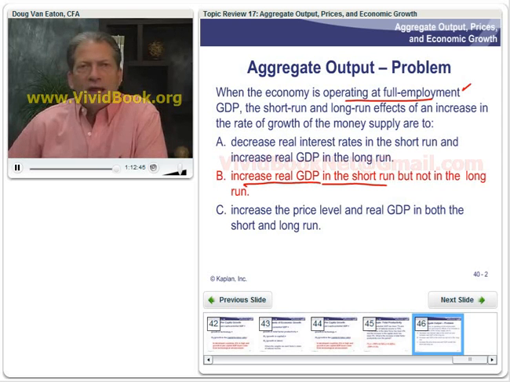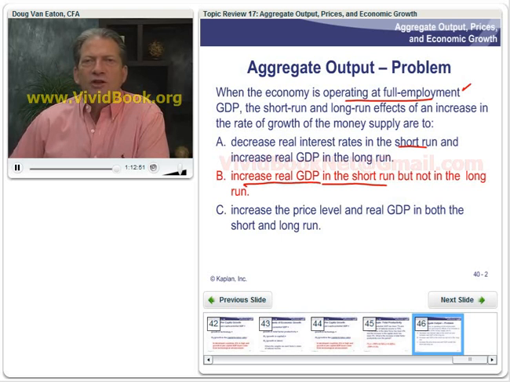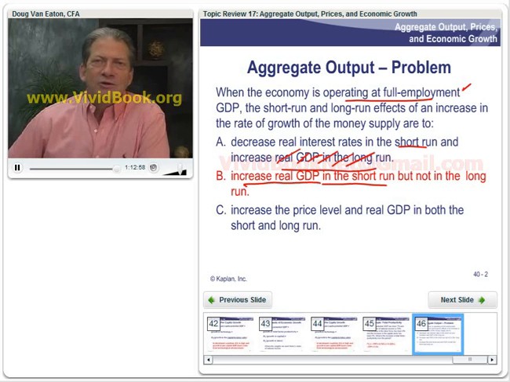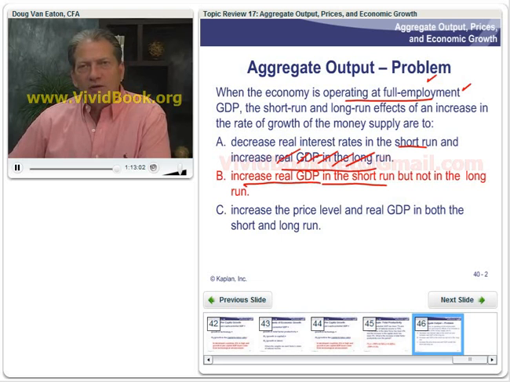What's wrong with A? Decrease real interest rates in the short run? Yeah, that's fine. Increase real GDP in the long run? No, no, no, no, no. You can't increase real GDP by printing money. Not when you're starting at full employment. And C says increase the price level and real GDP in both the short and long run. Well, that's wrong here because in the long run, we aren't going to increase real GDP.